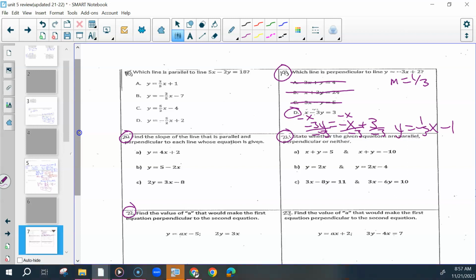Okay. 20, you just have to find the slope that's parallel and perpendicular to each line. So I'll go parallel.